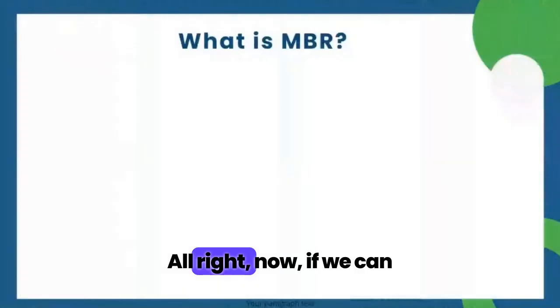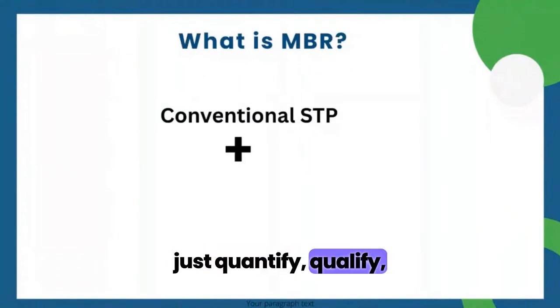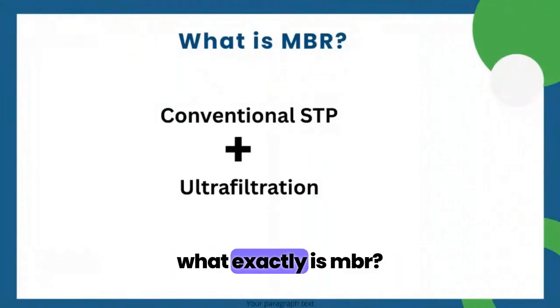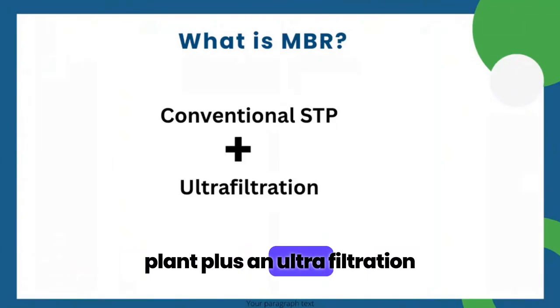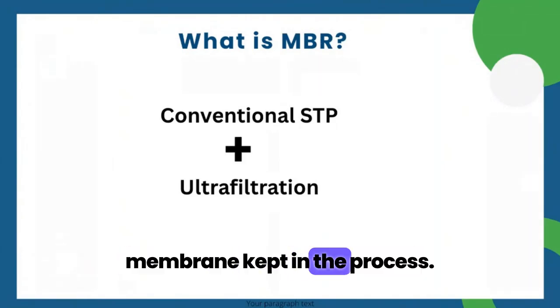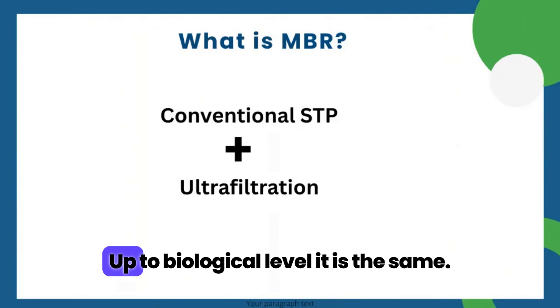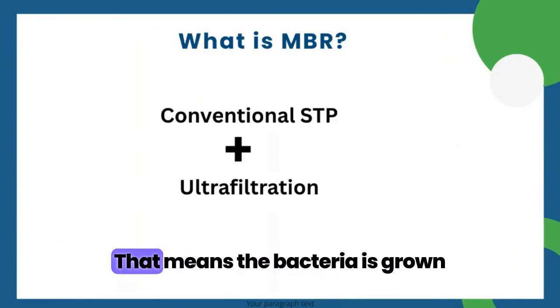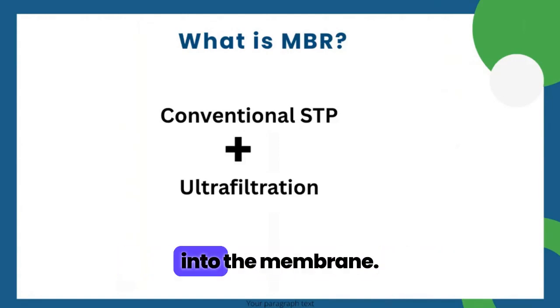All right. Now, if we can just qualify what exactly is MBR. MBR is a conventional sewage treatment plant plus an ultrafiltration membrane kept in the process. A conventional STP without tertiary treatment, up to the biological level, it is the same. That means the bacteria is grown to eat what we want to take out. Treated water only can go into the membrane.